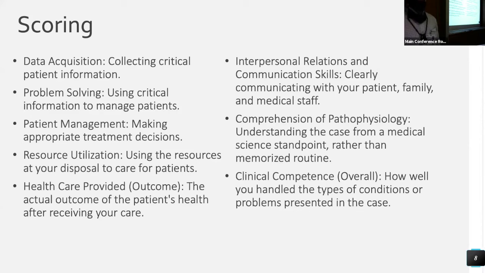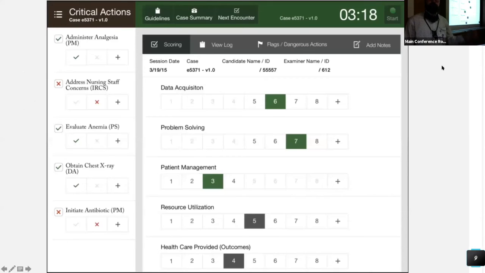The other things, though, are how well you communicate with the examiner as they're pretending to be the nurse, the social worker, the security officer, the family member. Did you actually understand what happened in the case, or did you just memorize a pattern really, really well and just go through that algorithm? And then the last one is somewhat subjective. Did you handle it well in real practice? Did you think you could handle the situation as a board certified attending?